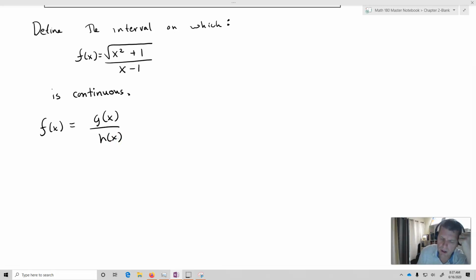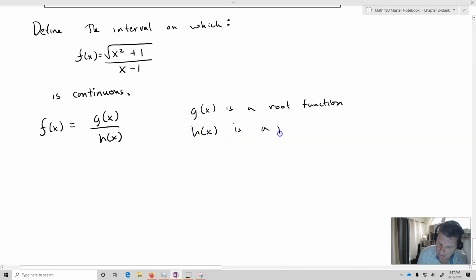So g of x is a root function. And h of x is a polynomial. h of x is continuous everywhere.